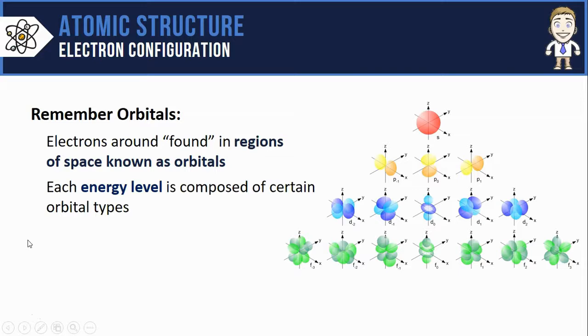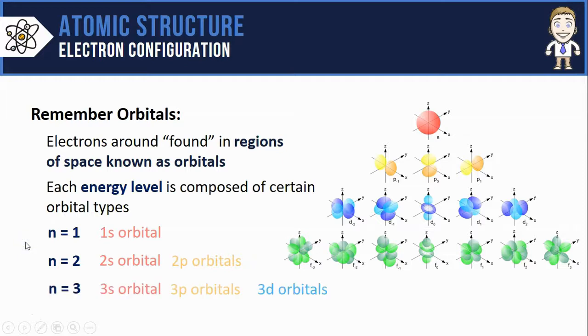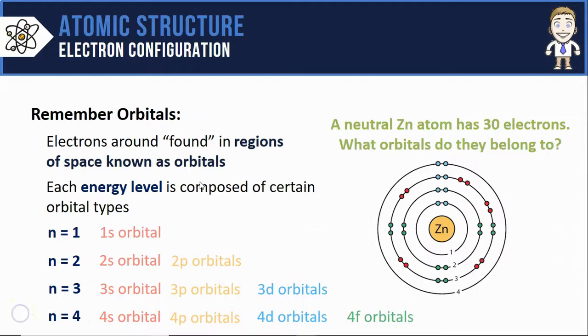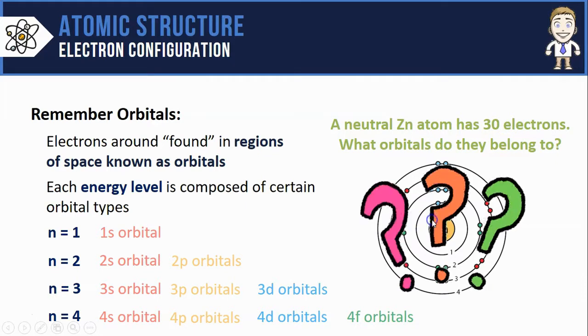Each energy level is composed of certain orbital types, like the first energy level made of a 1s orbital, the second energy level with a 2s and a 2p, the third energy level with a 3s, 3p adding a 3d, and the fourth energy level which adds one new orbital type, the 4f orbitals. So in this video, we'll take actual atoms like zinc shown here with 30 electrons, and you'll be able to say exactly what orbitals all 30 of those electrons belong to.